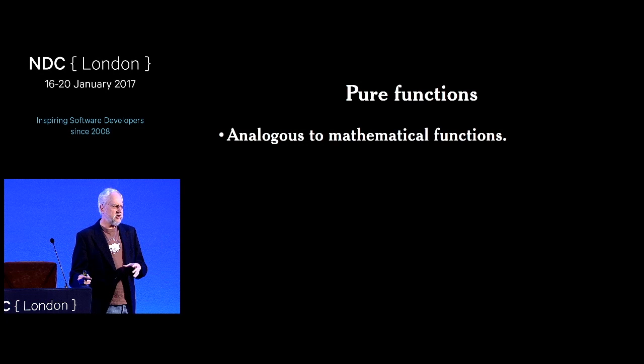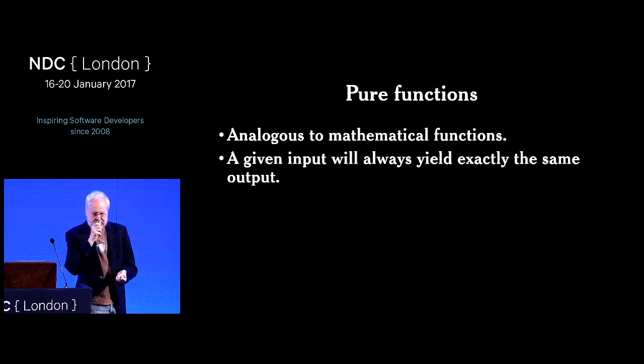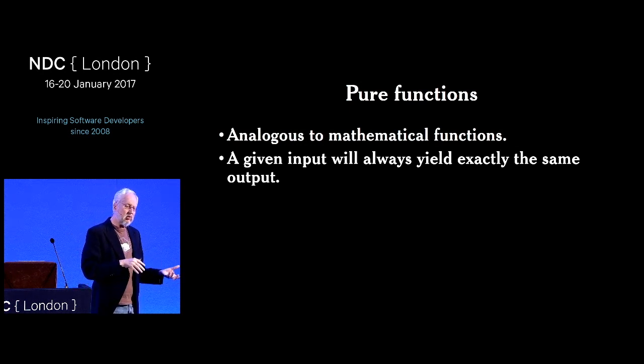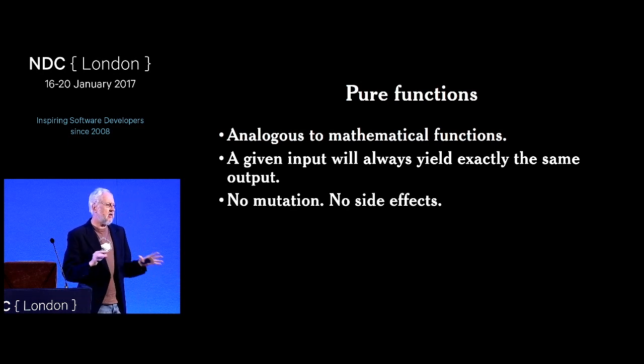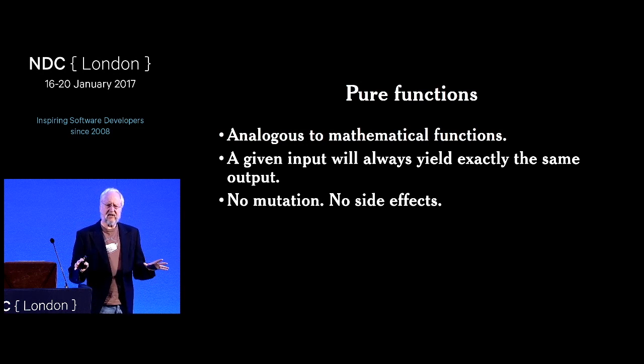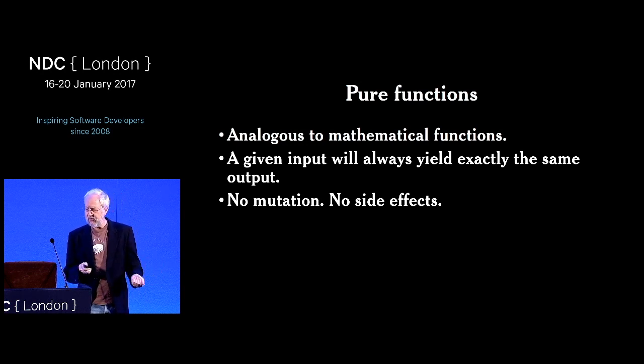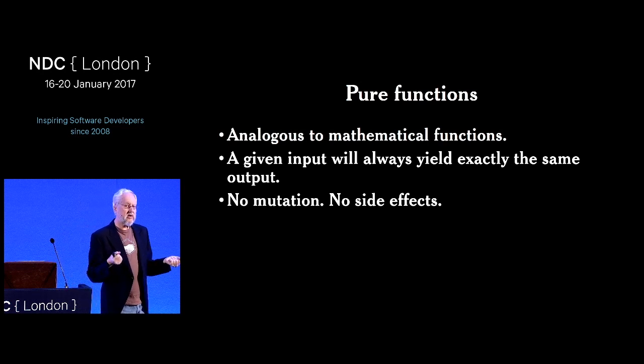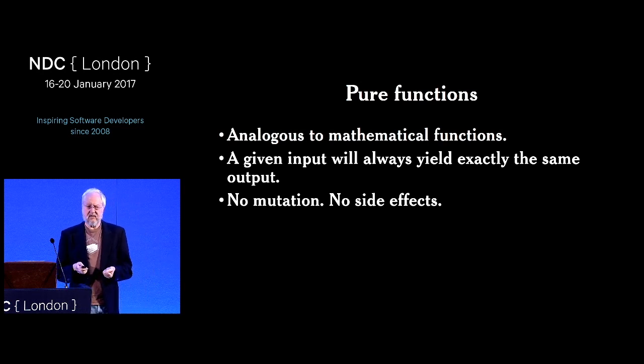A mathematical function isn't really about computation, it's about mapping. A pure function will map values from one thing to another. And the process of mapping doesn't allow for side effects or any other stuff going on. It's just one thing. So in a mathematical function, in a pure function, a given input will always yield exactly the same output. And they allow for no mutation, no side effects, nothing else is going on, just the mapping of one value to another. And that turns out to be a really cool thing. You get some nice benefits from that.